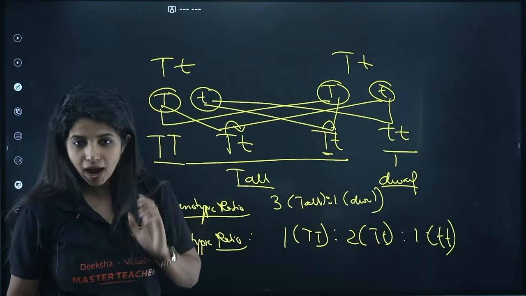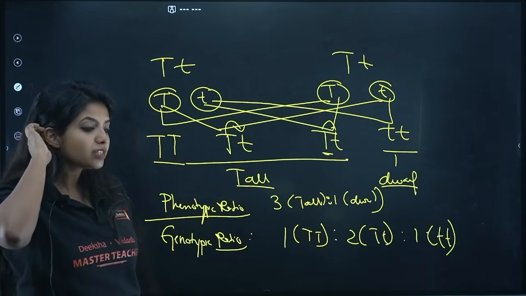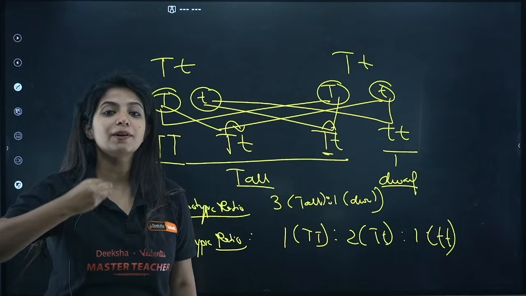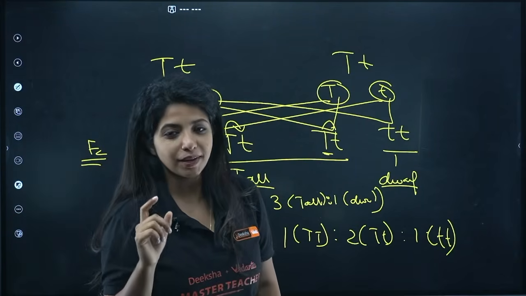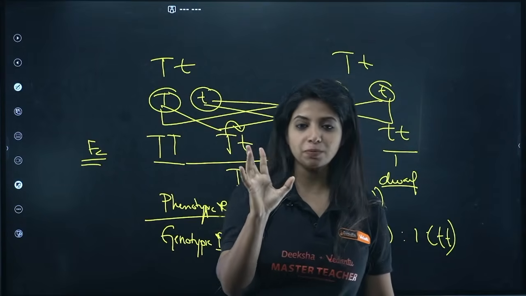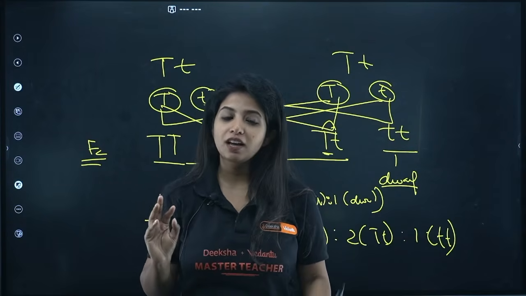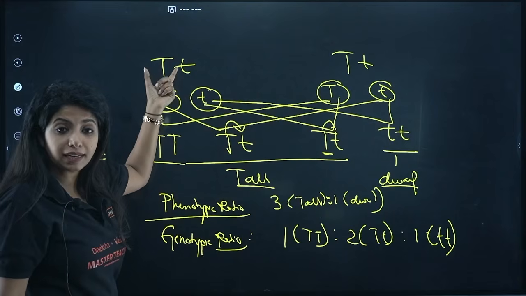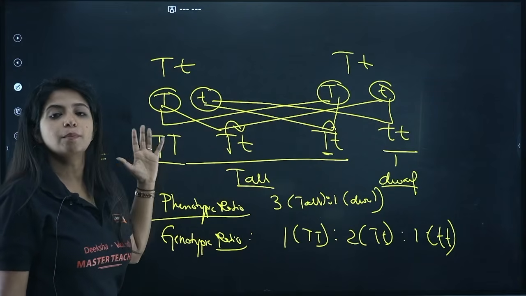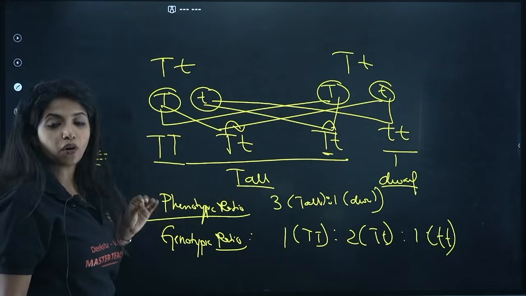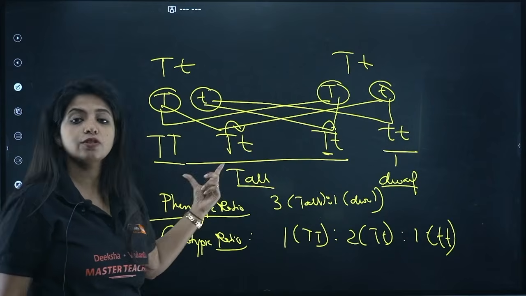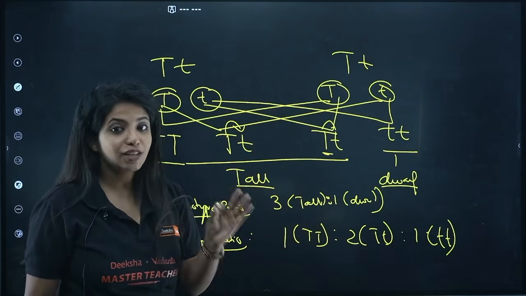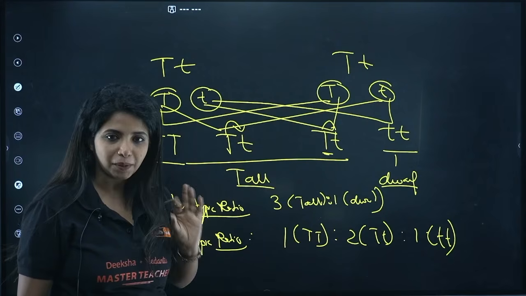So if you are asked about the phenotypic ratio in the F2 generation in a monohybrid cross, why do you call it monohybrid? Mono means a single character is what we are studying. Hybrid means from capital T, small t, when you combine, you get a hybrid having 2 different alleles. So you call this cross a monohybrid cross. The phenotypic ratio is 3:1 and the genotypic ratio is going to be 1:2:1. This is a super important piece of information.